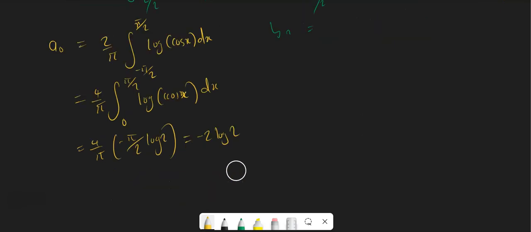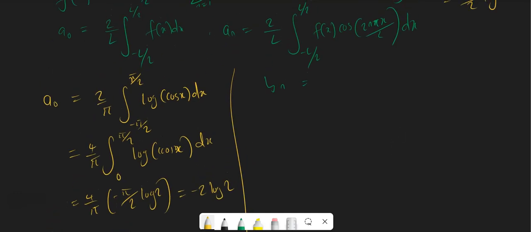Which means that a sub 0, the constant term, a sub 0 over 2, is going to be negative log 2. That is the constant term there. Now let's see how we can evaluate a sub n in our case here.